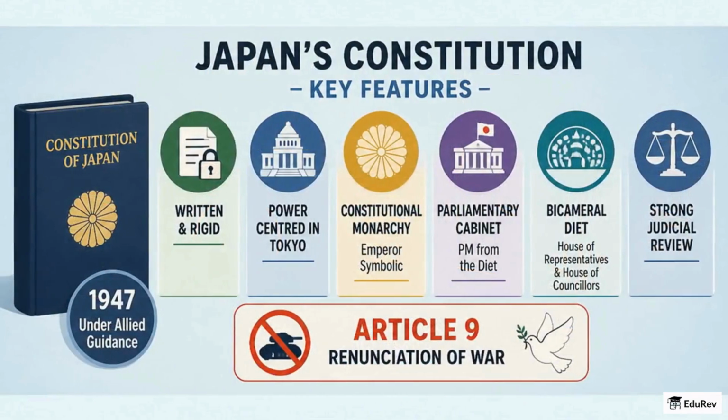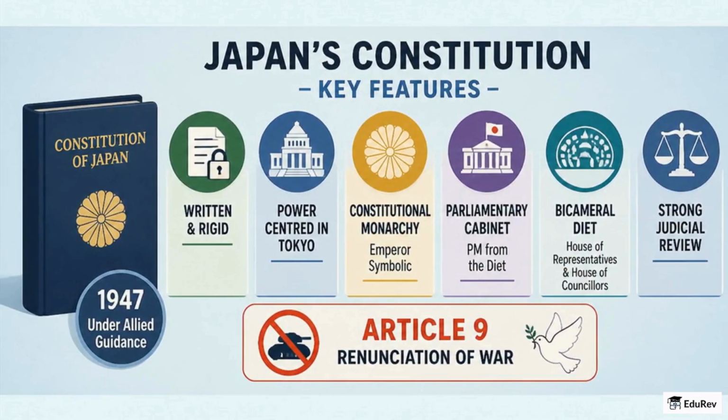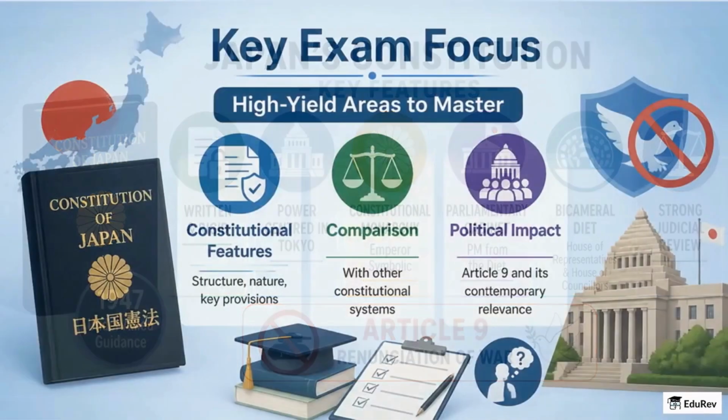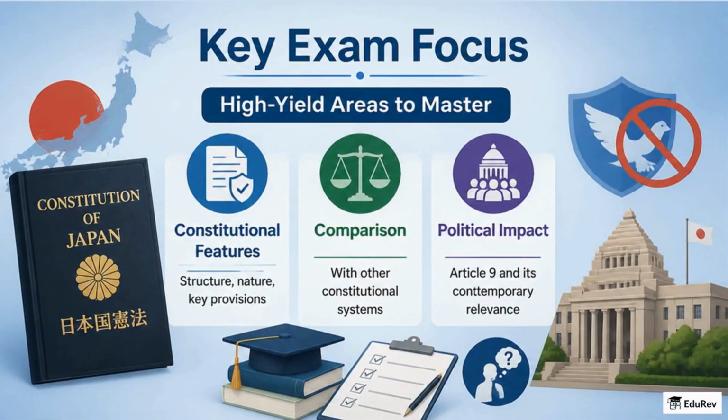Quick recap. Created in 1947 under Allied guidance, written and rigid, centers power in Tokyo. Constitutional monarchy with a symbolic emperor. Parliamentary cabinet, bicameral diet, strong judicial review, and Article 9's renunciation of war. This concept is very important for your exams because questions often ask about constitutional features, comparison with other systems, and the political impact of Article 9 in contemporary Japan.